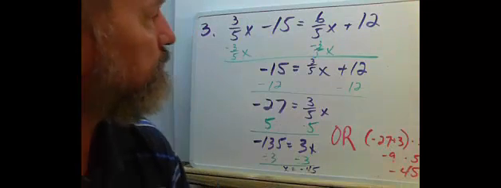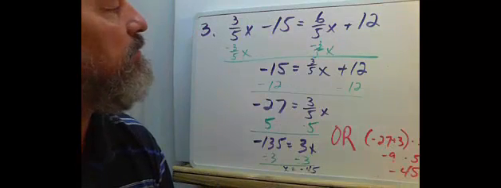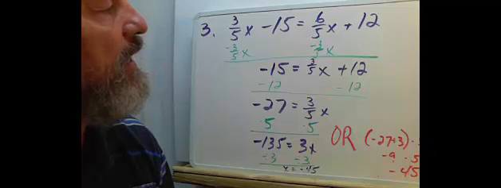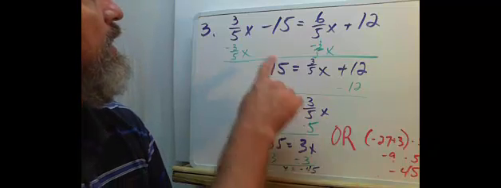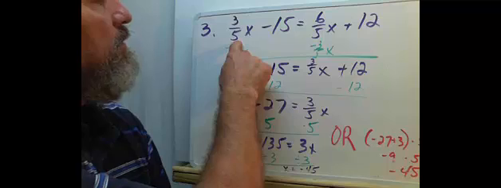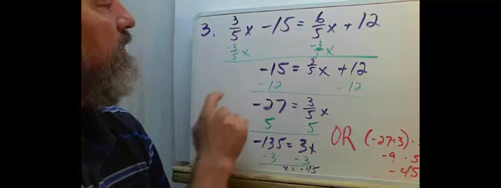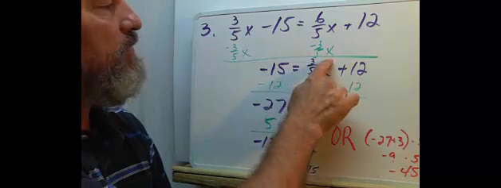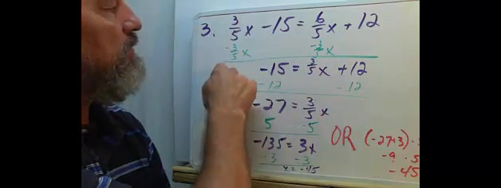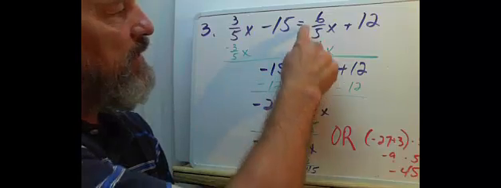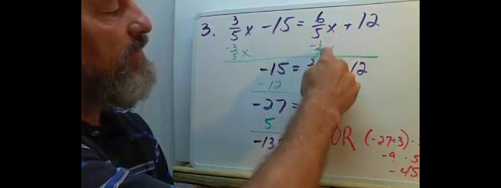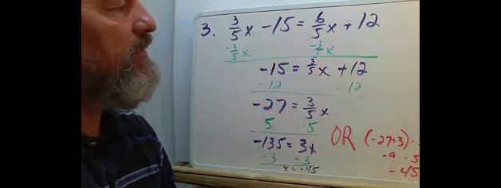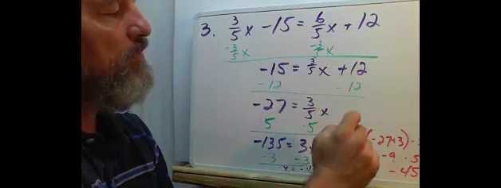Problem number 3. 3/5 x minus 15 equals 6/5 x plus 12. We're going to get rid of the lower portion of the variable, which is 3/5, and to do that we're going to subtract 3/5 from both sides. This cancels out. We have negative 15 equals 6/5 minus 3/5. Should be easy to do in the head. 3/5 x, and carry down the plus 12.